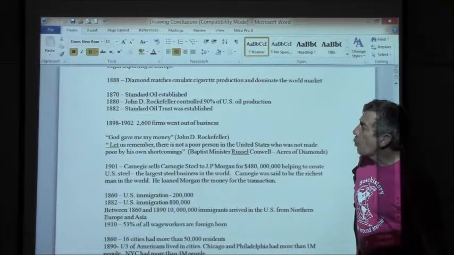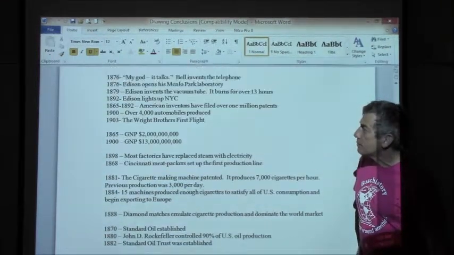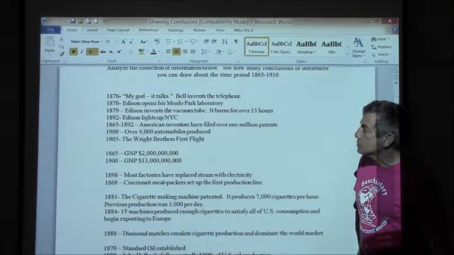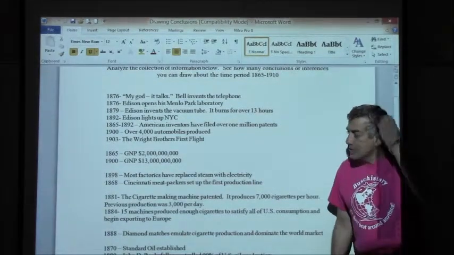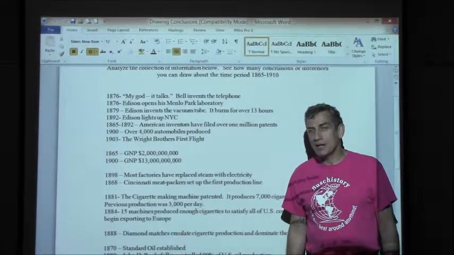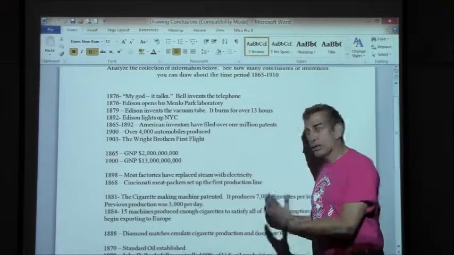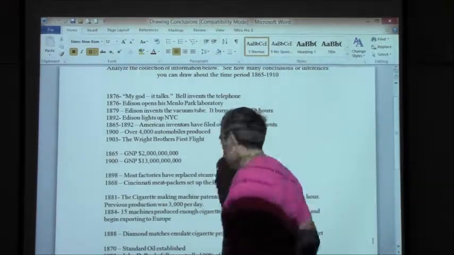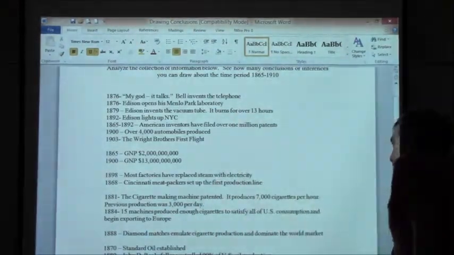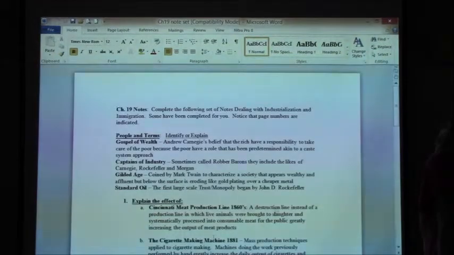So if we were to look for one big conclusion, there's a lot of small conclusions you can make, there's no doubt about it. But if we were to look for one big conclusion, we would say there's an awful lot happening in terms of business development in the United States in this time period. So I'd like to take a look at a note set that brings this stuff together. Just let me bring this around here the way I want it. And let's take a look.